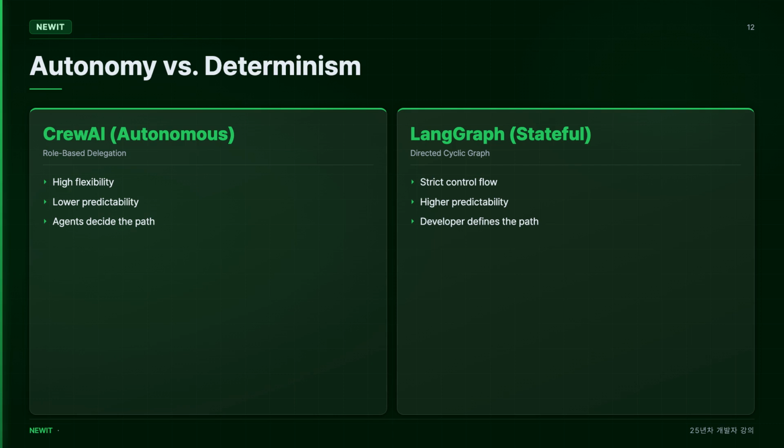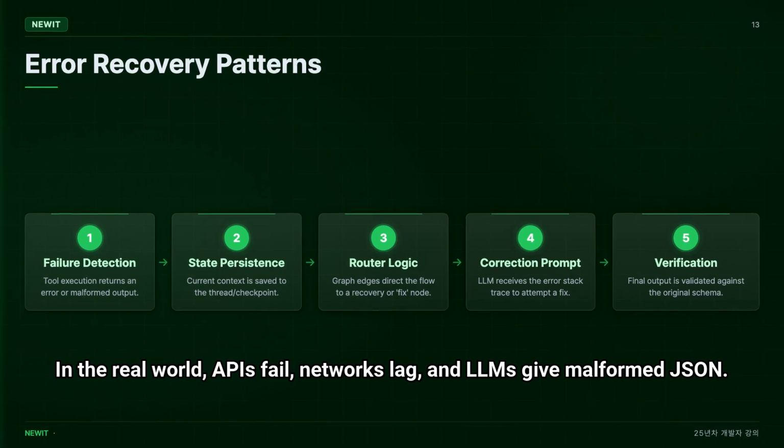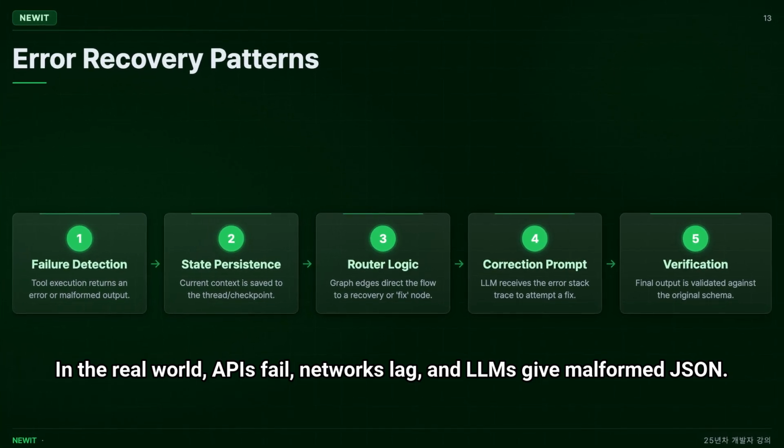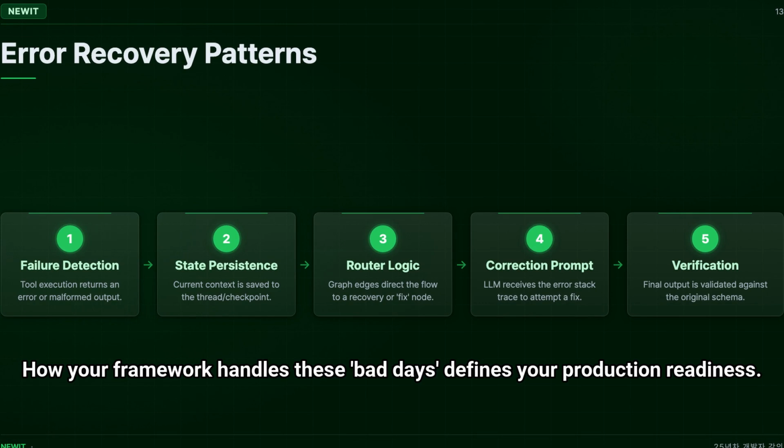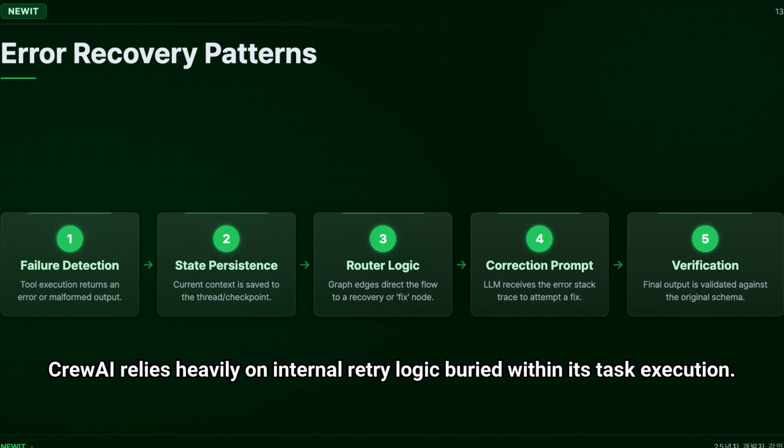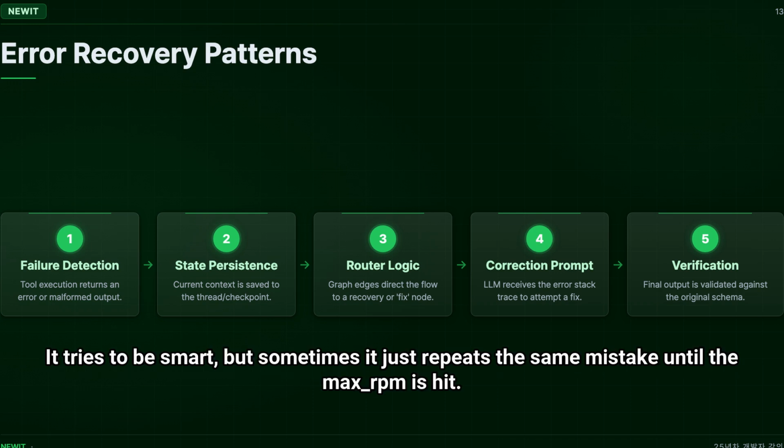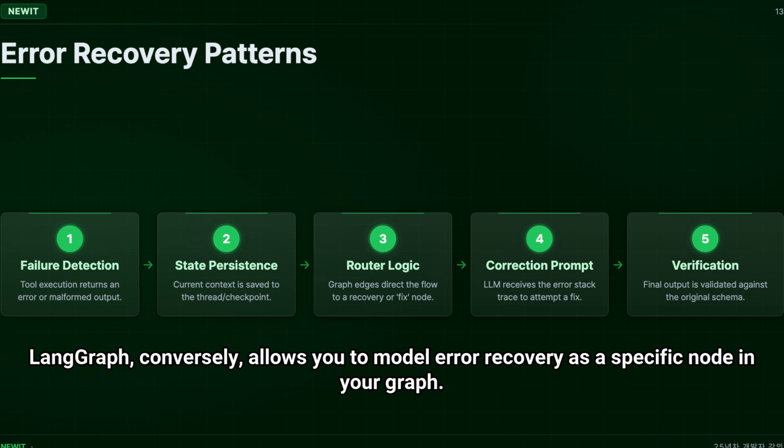tools that don't exist. But what happens when the agent actually encounters a real error, like a 404 from an API? In the real world, APIs fail, networks lag, and LLMs give malformed JSON. How your framework handles these bad days defines your production readiness. Crew AI relies heavily on internal retry logic buried within its task execution. It tries to be smart, but sometimes it just repeats the same mistake until the max RPM is hit.